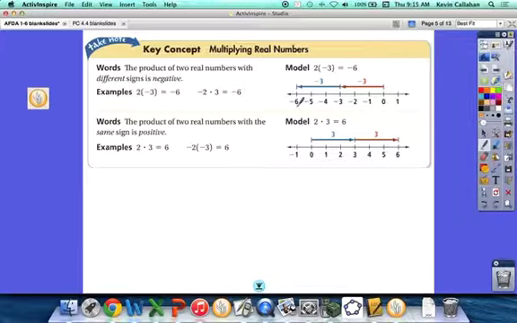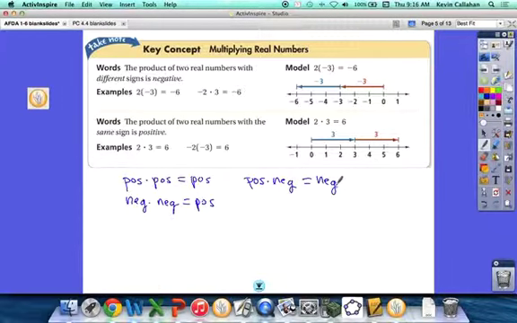So the main point of these right here is saying that a positive times a positive equals a positive. A negative times a negative is a positive. A positive times a negative is a negative. And a negative times a positive is a negative.